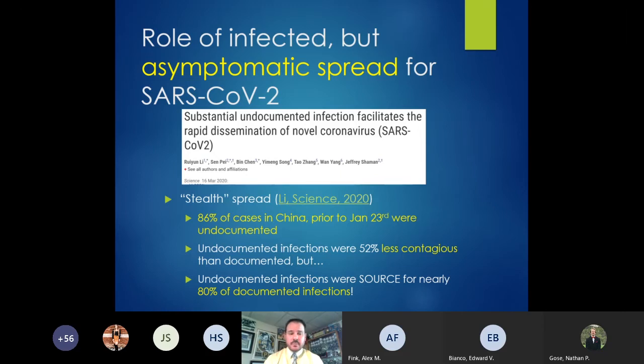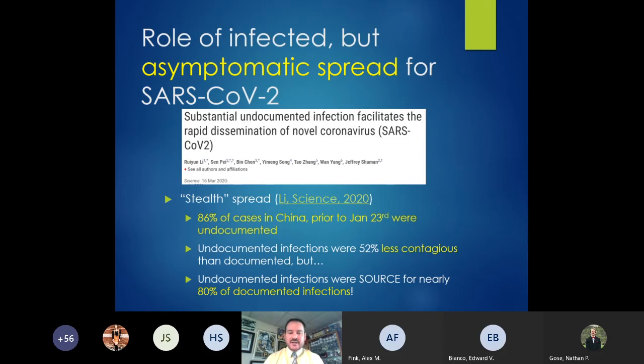But here's the big piece of data that's really important, that about 80% of documented infections were tied back to, or at least believed to be, from undocumented cases. So that is a huge number, obviously. So again, 80% of documented infections were caused by somebody who was undocumented, an unconfirmed case. And so this is kind of why they're referring to this as stealth spread. The spread of the virus from people that are essentially asymptomatic or undocumented to other people.